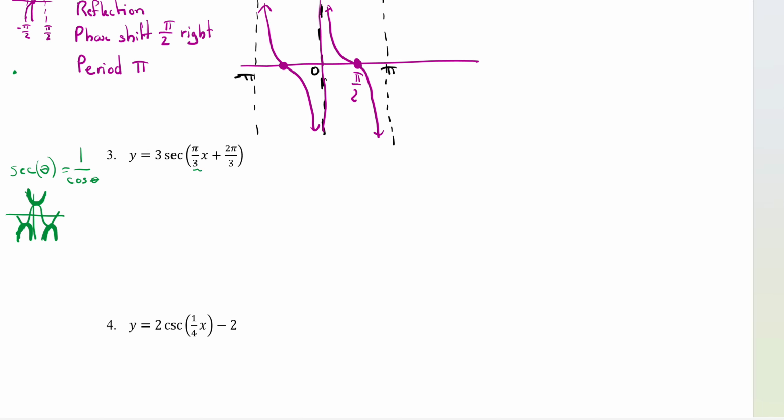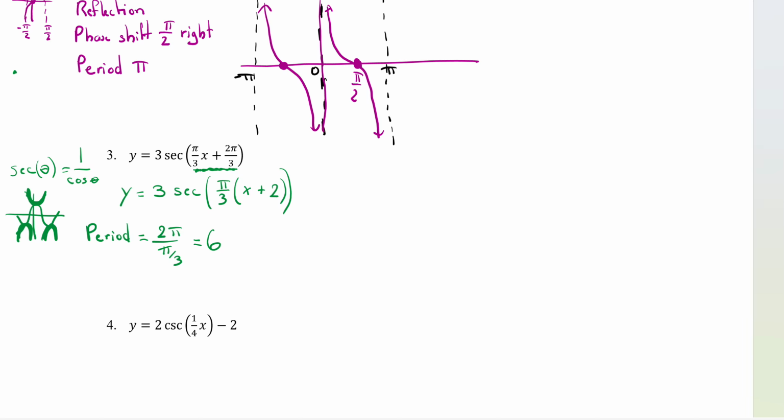We have a little bit of work to do because notice how the b value and the phase shift, the b value has been distributed. So we need to factor it out first. So we have y is equal to 3 secant pi over 3 x plus, and if I divide 2 pi over 3 by pi over 3, I just get a 2. Well, that's kind of nice. So the period for a secant is the same as the one for a cosine. So technically it was 2 pi, and then we divide by the b value, and my b value is pi over 3. So therefore the period is going to become 6.